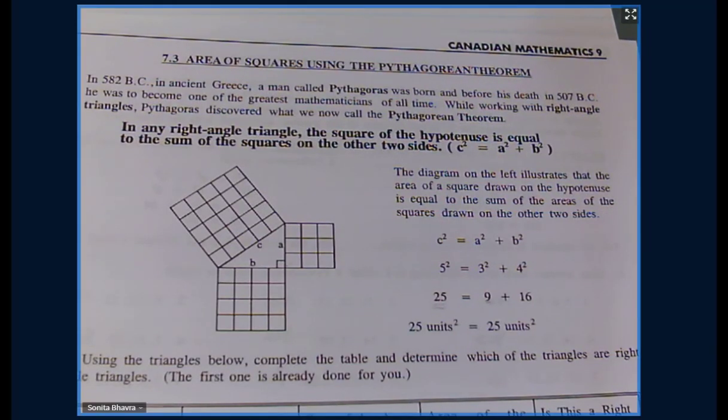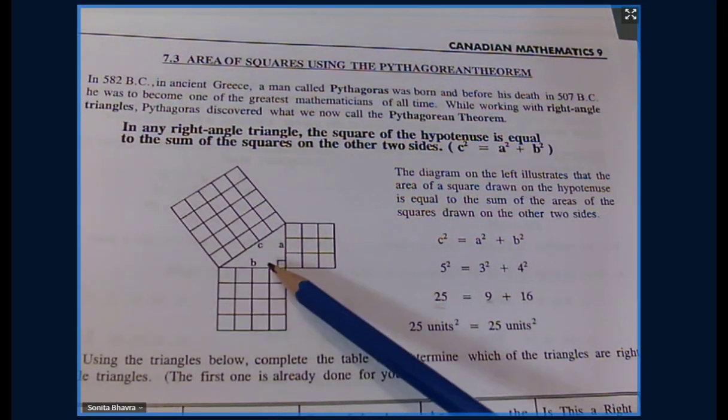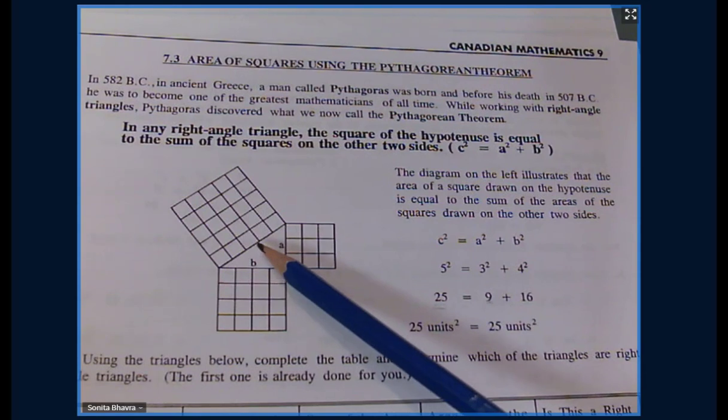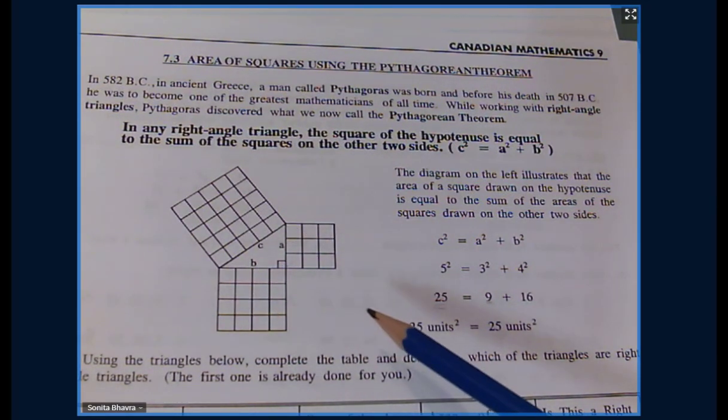All right, today we are looking at area of squares using the Pythagorean theorem. So the Pythagorean theorem basically says that in any right angle triangle, the square of the hypotenuse is equal to the sum of the squares on the other two sides. See here, that's the hypotenuse. It's right across from the right angle. That is the hypotenuse, and then A and B represent the other two sides.